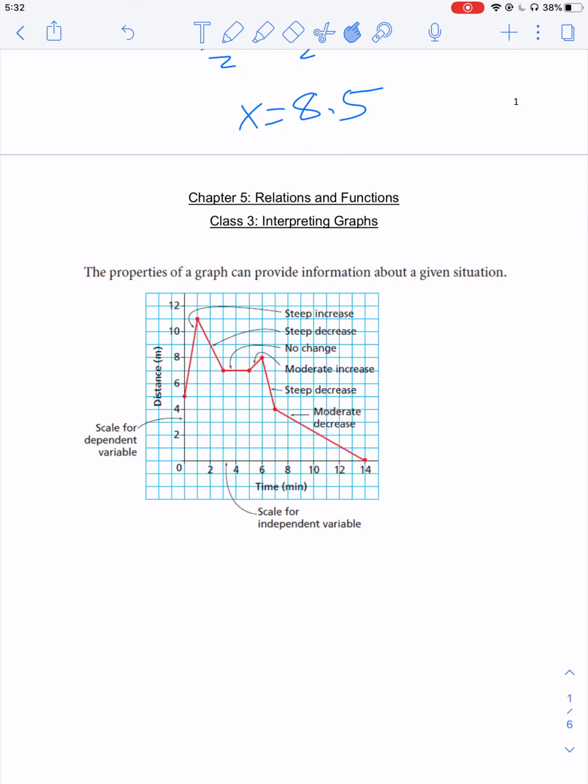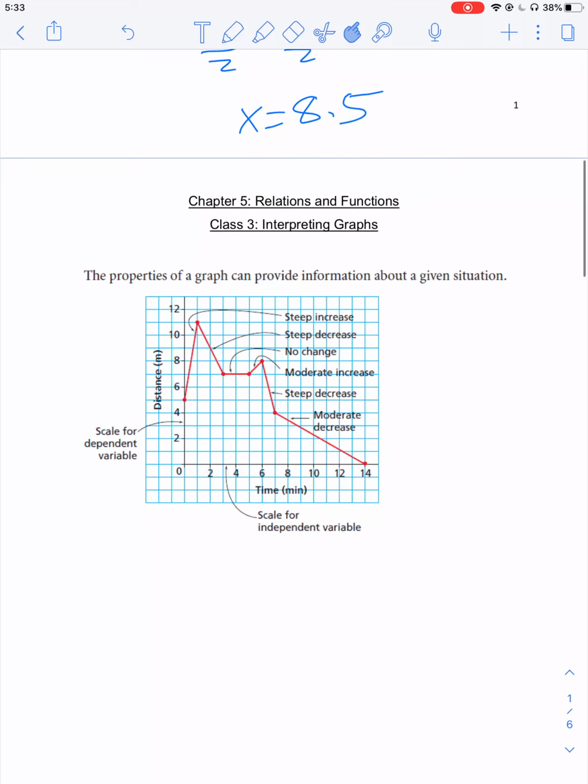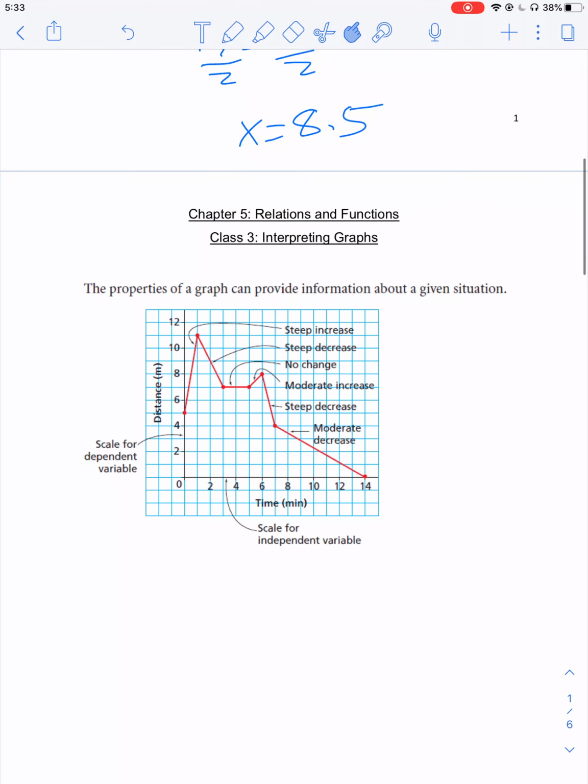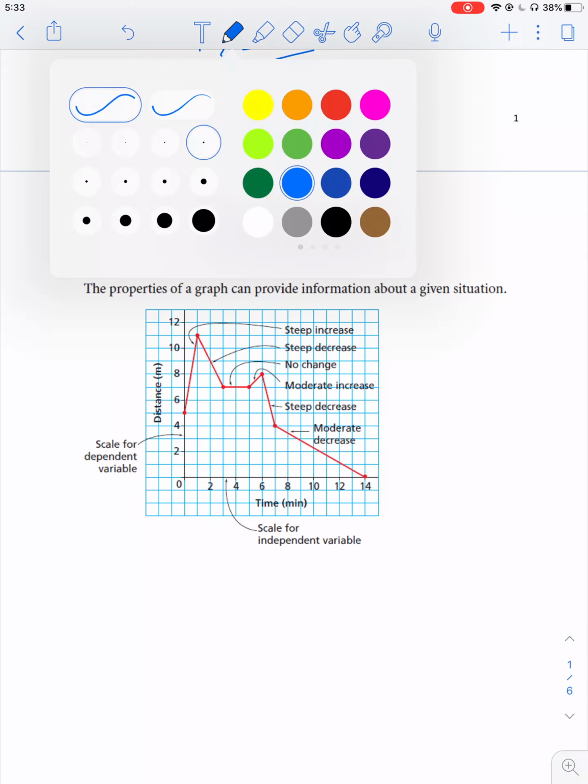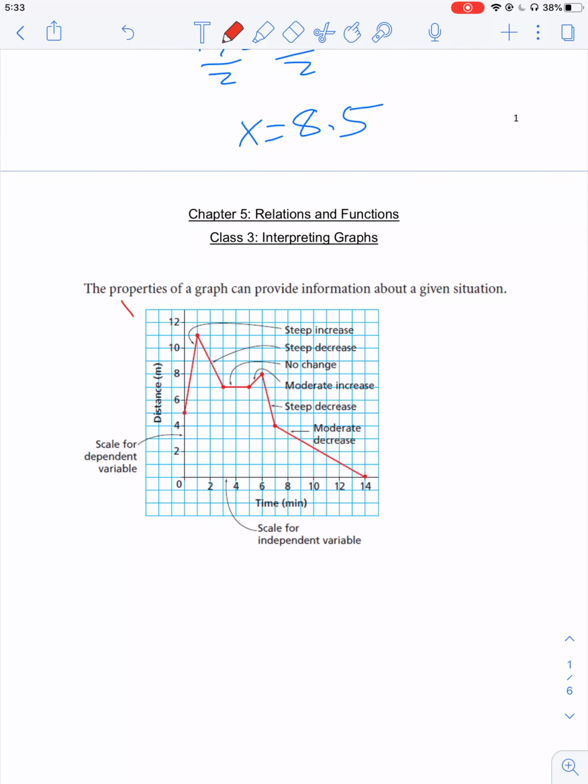So, properties of a graph can provide you with a lot of useful information. There are just a couple of things I'm going to point out over here. This is your y value. You should know this. Let me change the color. So this is your y, this is your x, this is your x-axis, this is your y-axis. When your y value is increasing, your function is increasing. That's what they're trying to tell you over here.